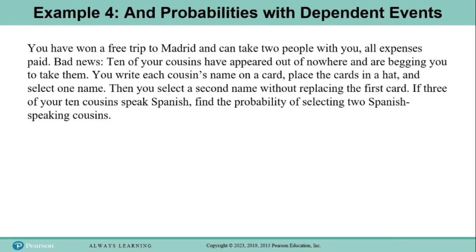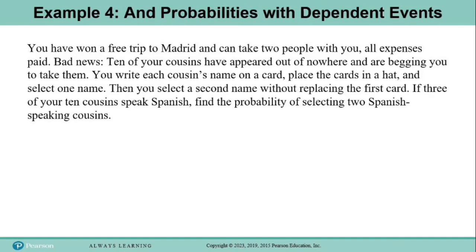Okay, so here is example 4. Let's look at this problem. It says you have won a free trip to Madrid and can take 2 people with you, all expenses paid. But bad news: 10 of your cousins have appeared out of nowhere and are begging you to take them. You write each cousin's name on a card, place the cards in a hat, and select one name. Then you select a second name without replacing the first card. If 3 of your 10 cousins speak Spanish, find the probability of selecting 2 Spanish-speaking cousins.